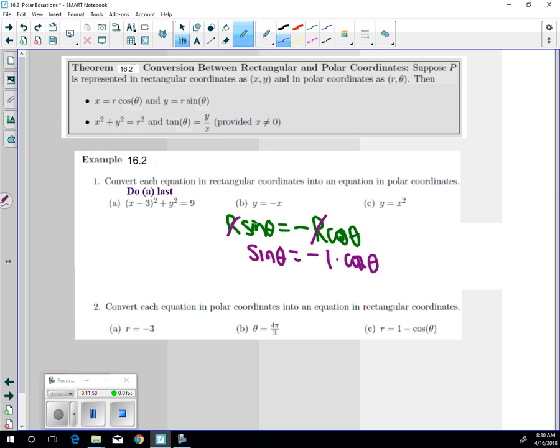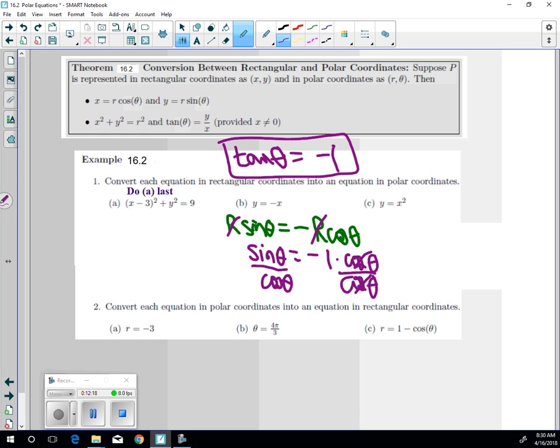And we're going to try to solve this for one angle. So we're going to divide both sides by cosine. What is sine over cosine? It's the tangent. So the tangent of theta is equal to what? Negative 1. This equation here is the same as this in polar form.